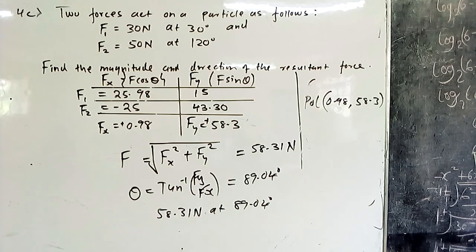Polar form, my friend, polar form of x is 0.98, y, there you have 58.3. What do you get? You get r, which is supposed to be 58.31. Then you get the direction, which is theta. Scroll, you get the value of theta, 89.0. Meaning those values you are to find from the calculator.